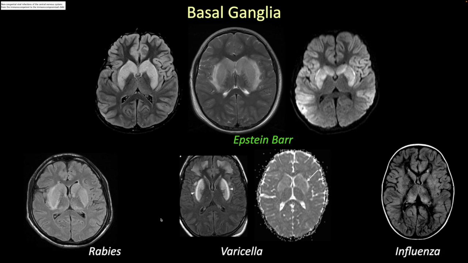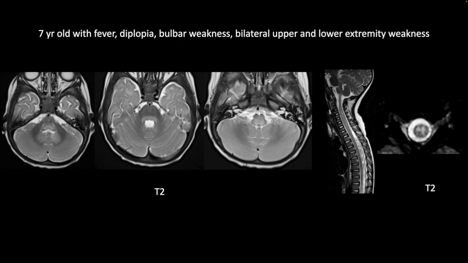Predominant basal ganglia involvement can be seen in few viruses, along with other structures being involved. Epstein-Barr virus is one of the most common causes of basal ganglia involvement. Rabies encephalitis, varicella can also have predominant basal ganglia involvement, but other structures can also be seen involved. Influenza, again, the deep brain nuclear structures are involved. You can appreciate multifocal abnormalities over there. More thalamic abnormalities, but the basal ganglia also are demonstrating these multifocal hyperintense changes. From the basal ganglia coming down into the posterior fossa and the spinal cord.